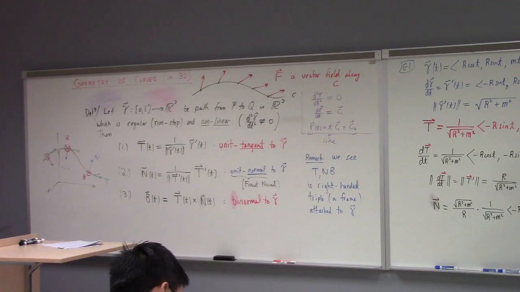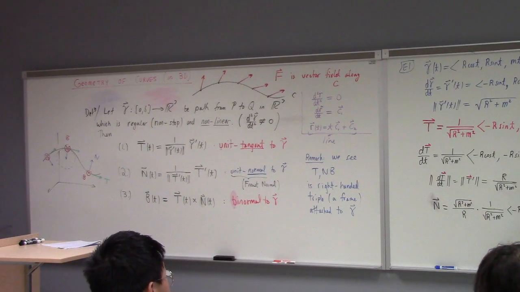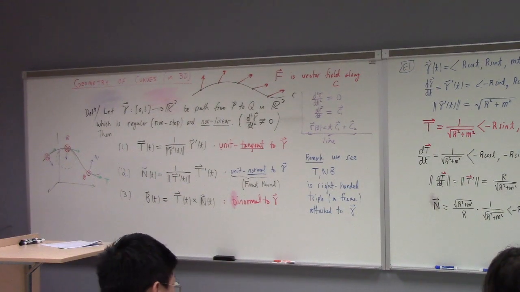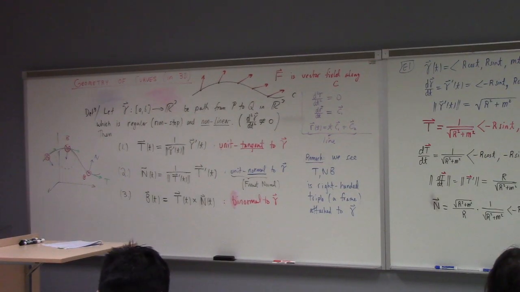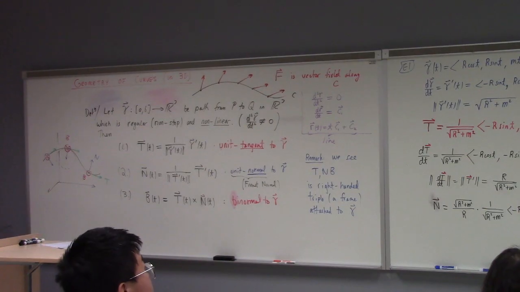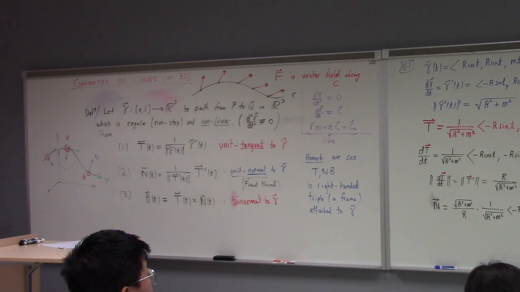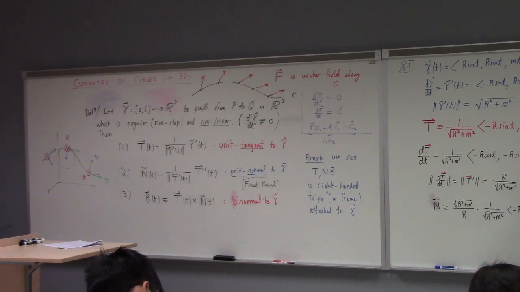Well, the binormal is T cross N. So we have to calculate the cross product of my T, which was, let me leave the constant out front, 1 over the square root of r squared plus m squared, times minus r sine t, r cos t, m, cross product with minus cos t, minus sine t, 0. So we calculate this cross product, and we'll leave that constant out front because we can.